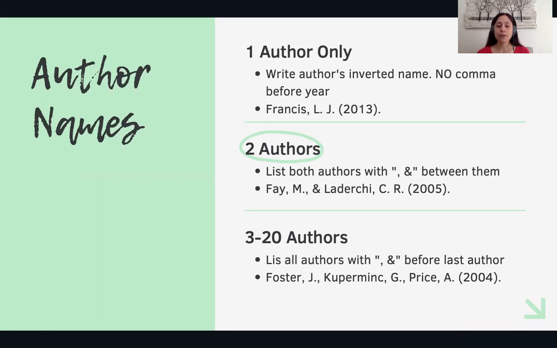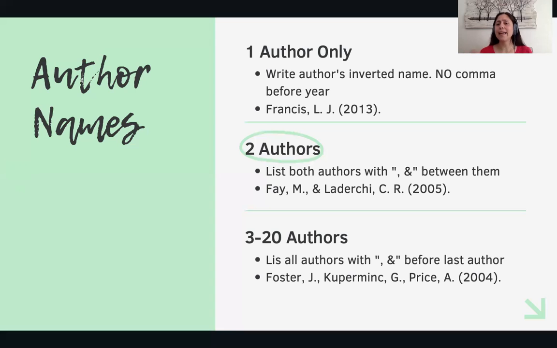If there are two authors, you would list both authors with a comma, space, ampersand between them, as you can see in the example. Faye, comma, M, period, comma, space, ampersand, space, and then the next author's name. Okay, it's common to forget the comma before the ampersand, but you need to include a comma.